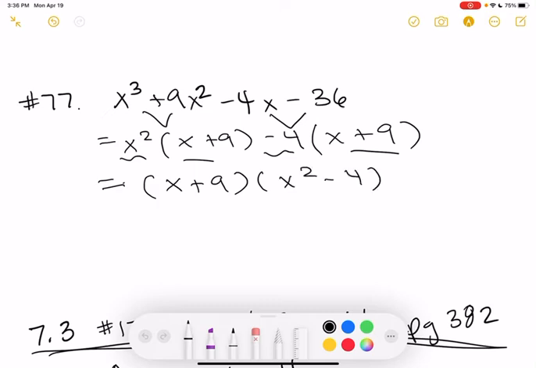Do you think we're done? Nope, because we have a little difference of squares here. So we have our x plus 2 times our x minus 2. Now we're done.